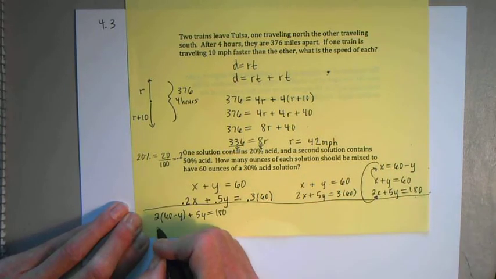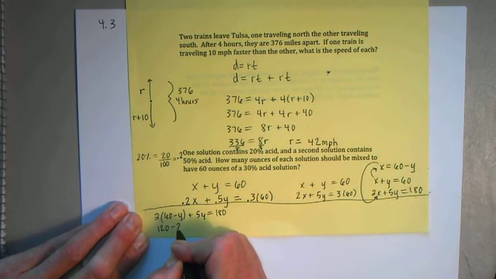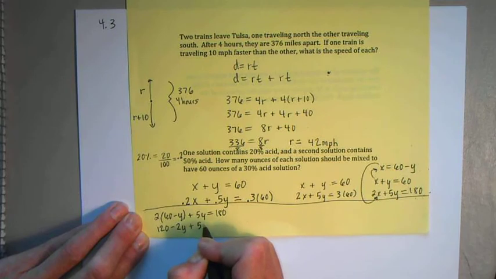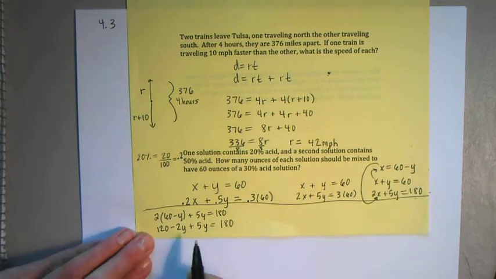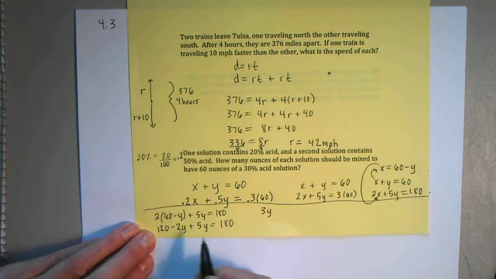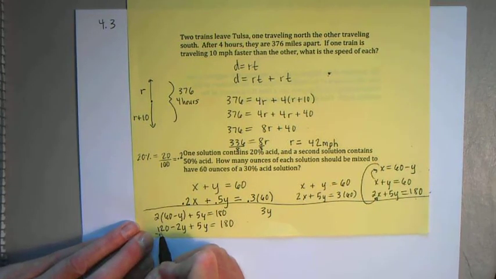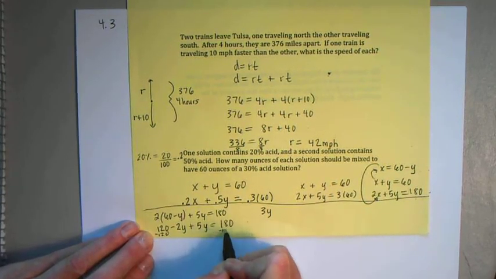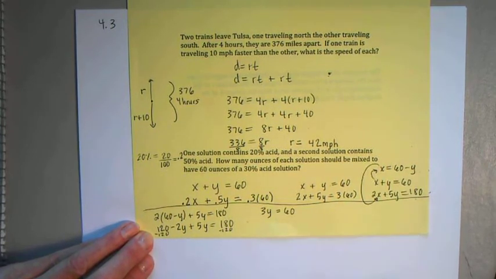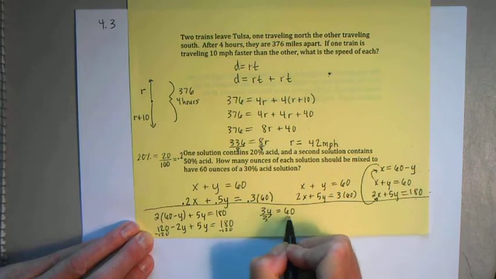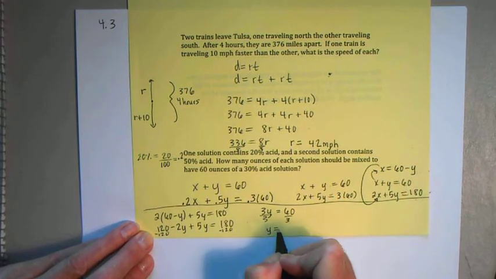So distributing, I have 120 minus 2y plus 5y equals 180. So I wish I had more room. I'm going to have 3y. And then let's go ahead and subtract 120 from both sides. And you can see that we get 60. And so dividing by 3, y equals 20.